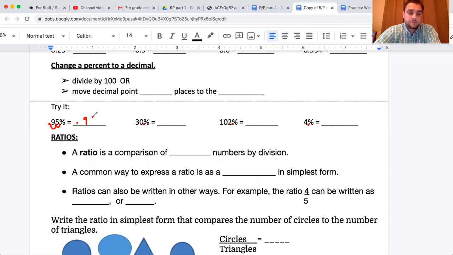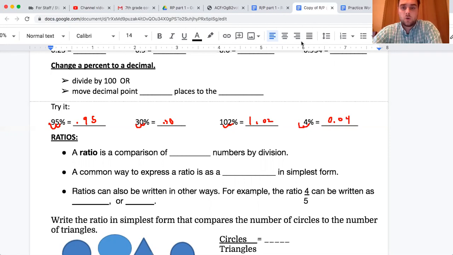So 0.95, 1, 2, it'd be 0.30, 1, 2, it'd be 1.02, and 1, 2, it would be 0.04. And once again, notice how I'm putting 0 in place of those values where we don't have anything there.